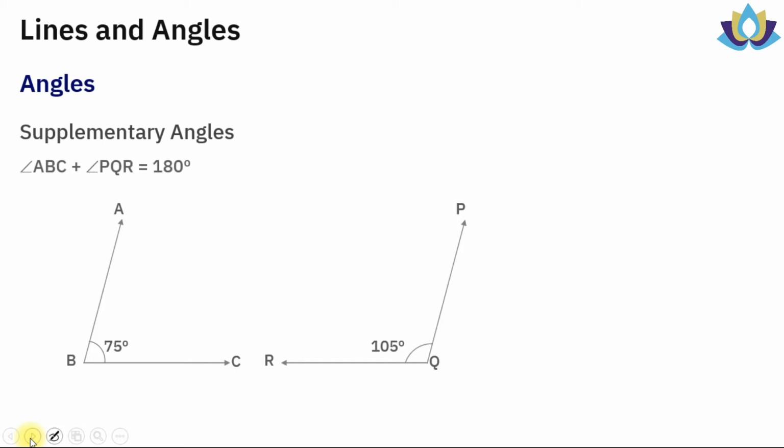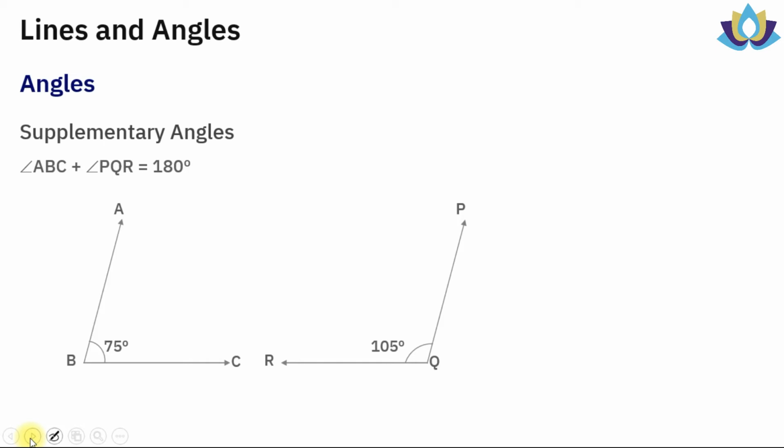Next, supplementary angles. Now we are discussing different kinds of combination of angles. So what are supplementary angles? If one of my angles is angle ABC, which is 75 degrees, and my other angle is, let's say, 105 degrees, angle PQR, and you add the measurements of these two angles, the total measurement is 180, right? 75 plus 105, that is 180 degrees.